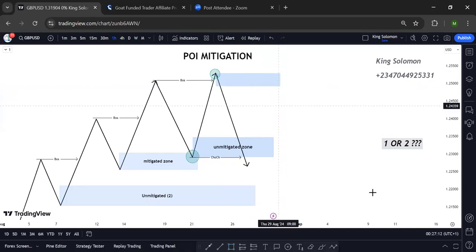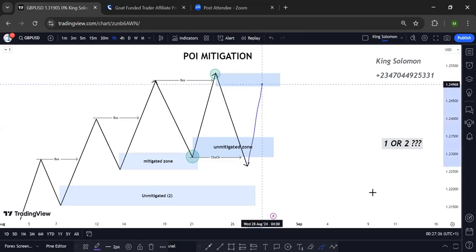Now, you know that price has changed character here. You know that you have an unmitigated zone here. Now, this unmitigated zone is where you want to see price coming to. And anything that would make price not coming to here yet is price preparing itself to come into there. So if you now see price retracing upward like this, right?